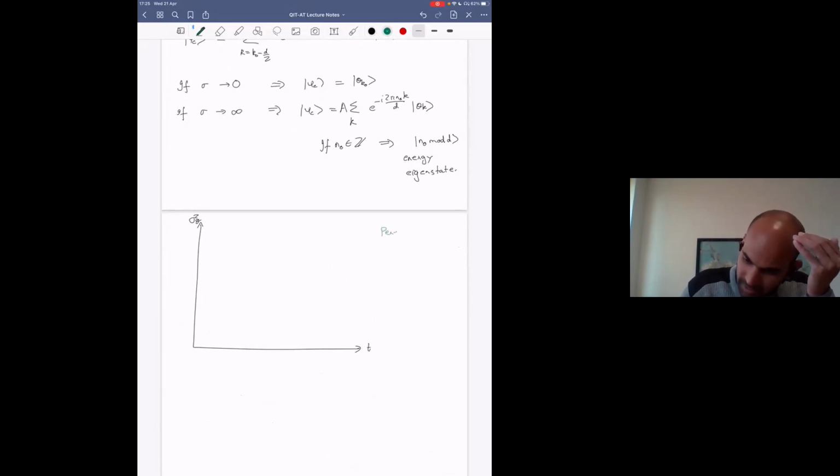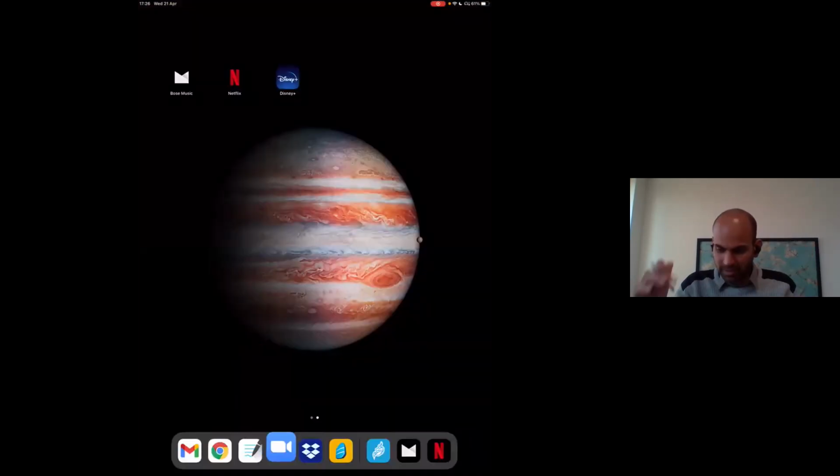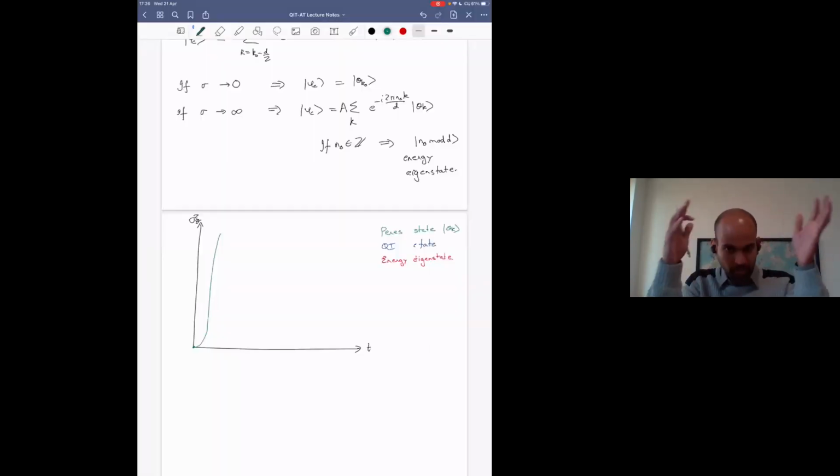And I ask, what is this spread if I start in the following scenario? So I start in the Peres state, theta k. I start in the quasi-ideal clock state, or I start in an energy eigenstate. Okay, so I take the Peres state, I take the quasi-ideal state, which is some Gaussian superposition, and I take the energy eigenstate, and I ask, how does the spread in the theta basis change in time?